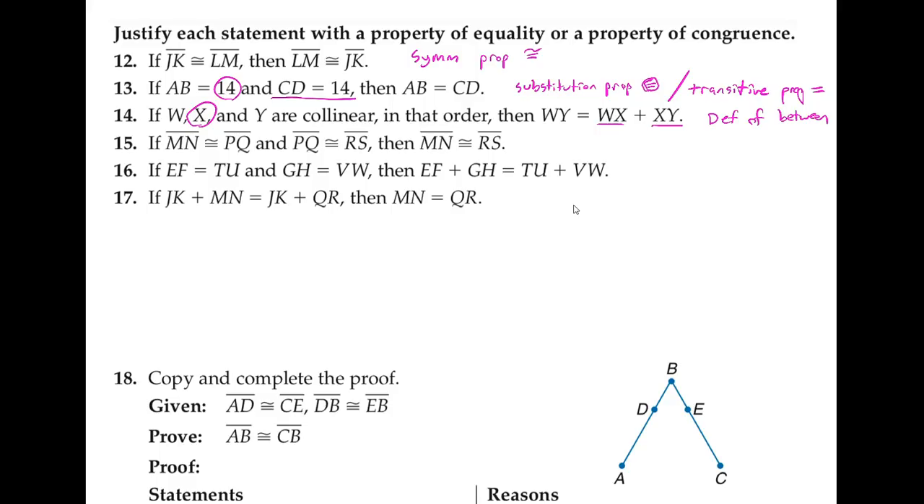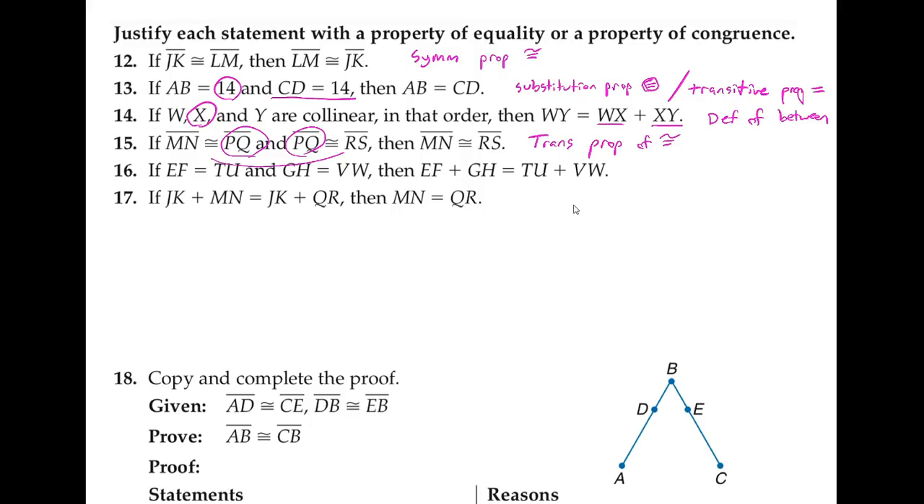Okay. If MN is congruent to PQ and PQ is congruent to RS, well then we can get rid of the middleman and say MN's the same as RS. That's the definition. Whoa, why did I say definition? That's the transitive property of, and then we're talking about congruence, so it's of congruence.